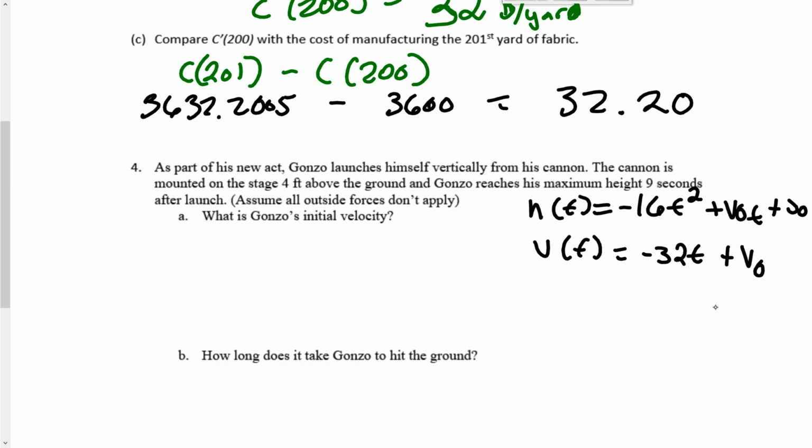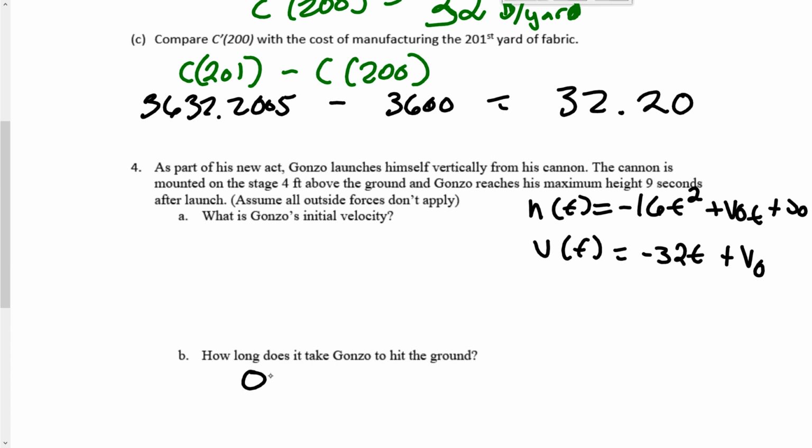All right, so we just need to find our initial velocity. So we can look at this information and see, well, we start at 4 feet. I'm going to put it on here because how long does it take to hit the ground?